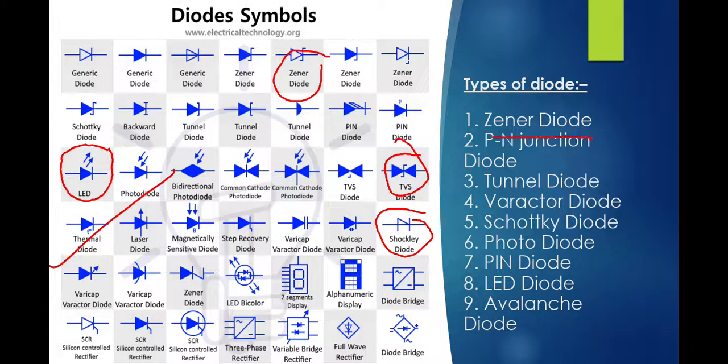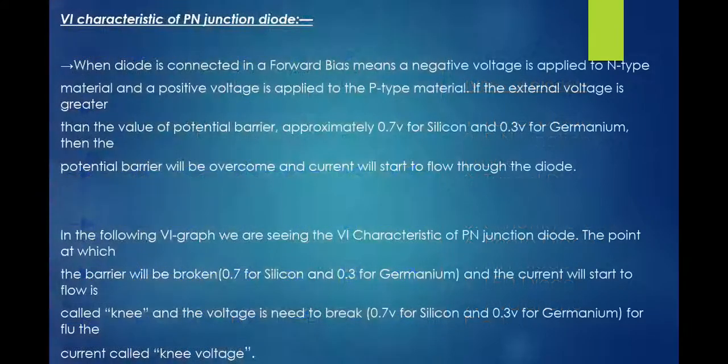These are some examples of types of diode, and these are the symbols of diodes. The source of this photo is www.electrotechnology.org. Okay, very good. Now the characteristics of the PN junction diode.